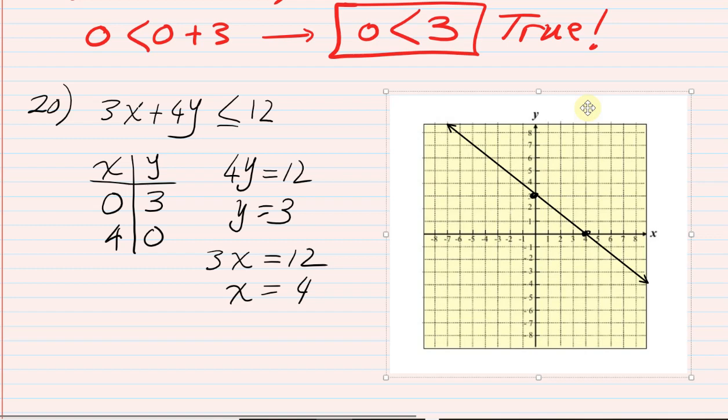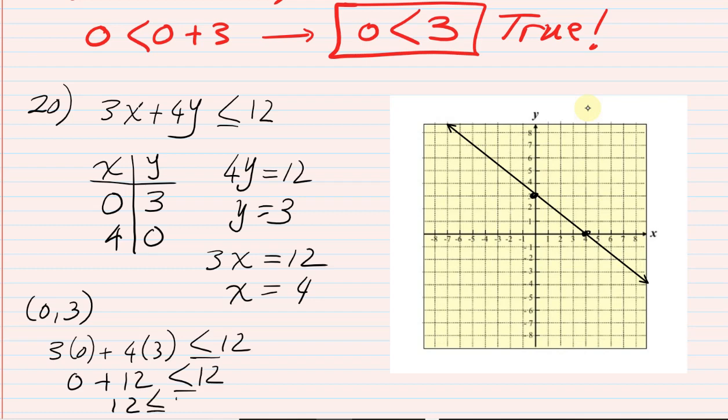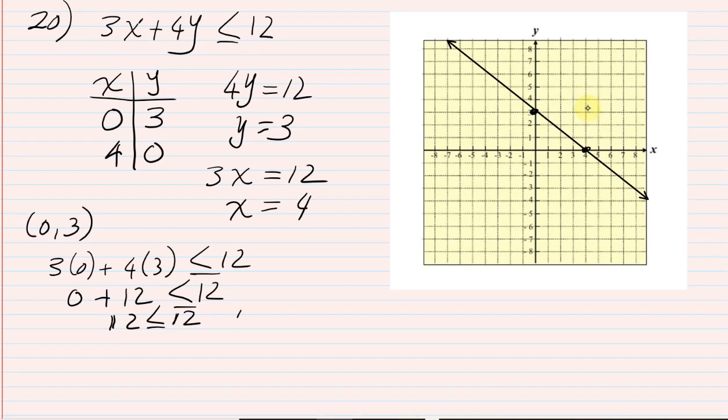Okay, now this time if you do plug in 0, 3, for example, into the inequality, it's going to be 3 times 0 plus 4 times 3 less than or equal to 12. So that's 0 plus 12 less than or equal to 12. 12 less than or equal to 12. Now this one is actually a true statement, isn't it?